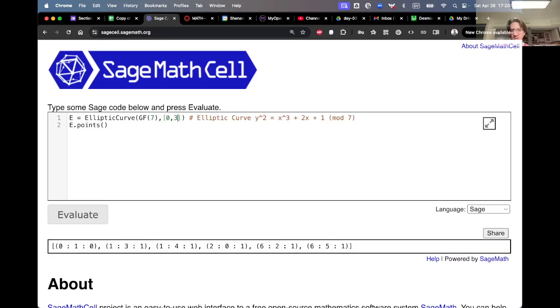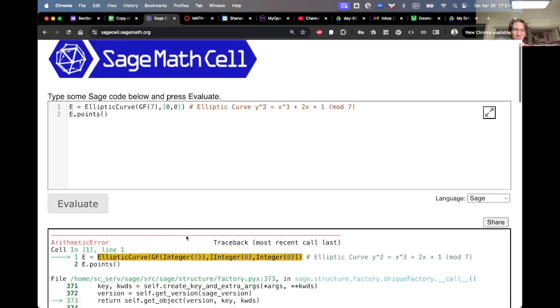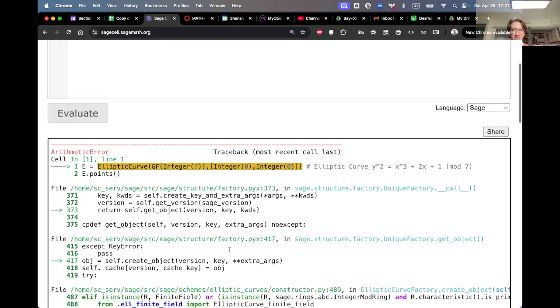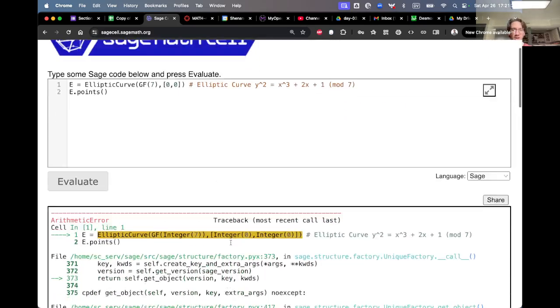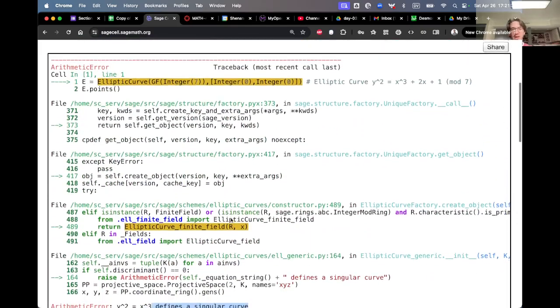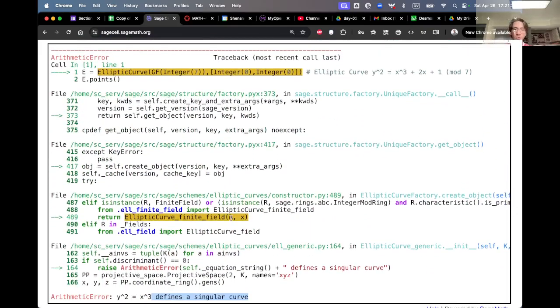But notice, if I try 0, 0, then the condition that 4a cubed plus 27b squared is not 0 isn't satisfied. Let's see what happens. Oh, it gives me an error. It tells me that this defines a singular curve over this finite field. It's either going to have a self-intersection or what's known as a cusp in the curve. So Sage will not let you work with elliptic curves that aren't truly elliptic curves.